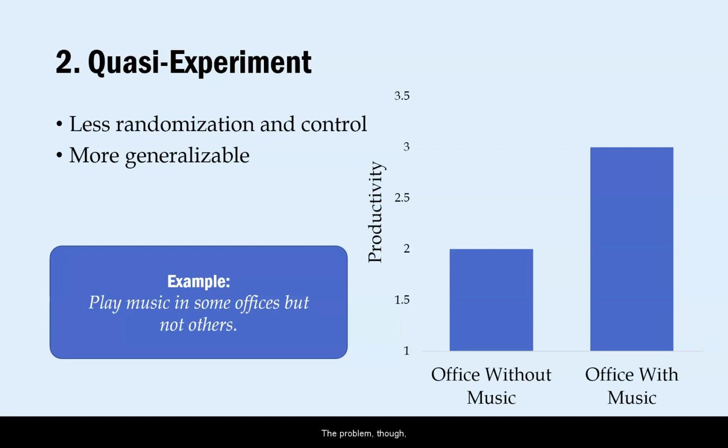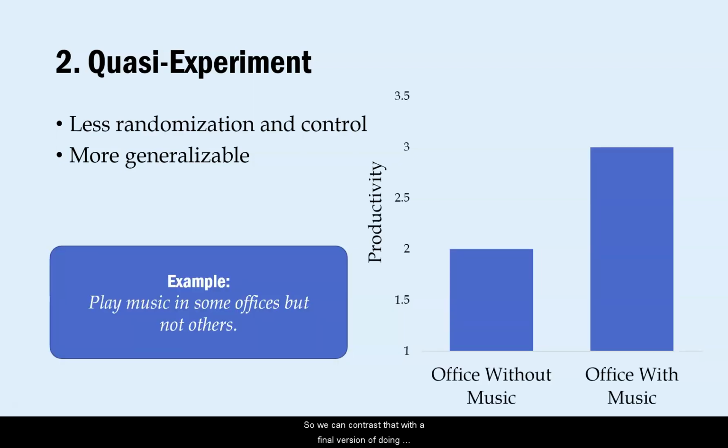The problem, though, is that I didn't randomly assign each individual to listen to music or not. And so now I have other explanations that could help drive this difference between groups. It could just be that the offices that decide to play music are different in lots of ways compared to offices that decide not to play music. It could also be that because I don't get to randomly assign individuals to their experiences, I'm stuck with having to say something about the culture of the whole office and not specifically productivity of each individual person per se.